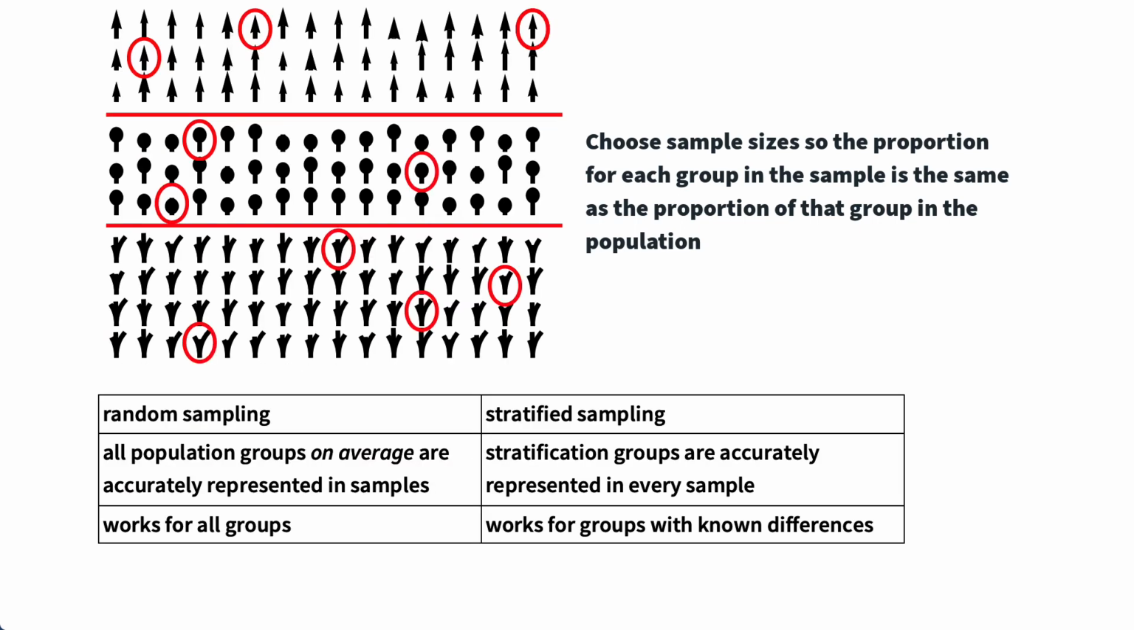Comparing random sampling with stratified sampling, randomization is useful for ensuring that groups within the population, including unknown groups distinguished by unknown differences, are, at least on average, accurately represented in the sample, and stratification is useful for ensuring that groups distinguished by known differences are accurately represented in the sample. The advantage of stratification is that groups can be made to be accurately represented in all samples, not just accurately represented on average.